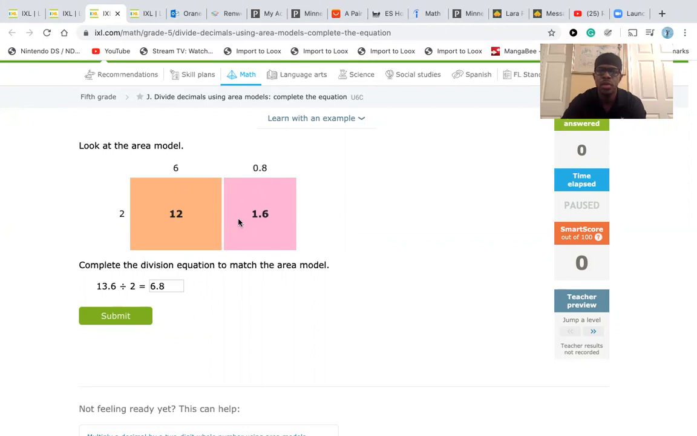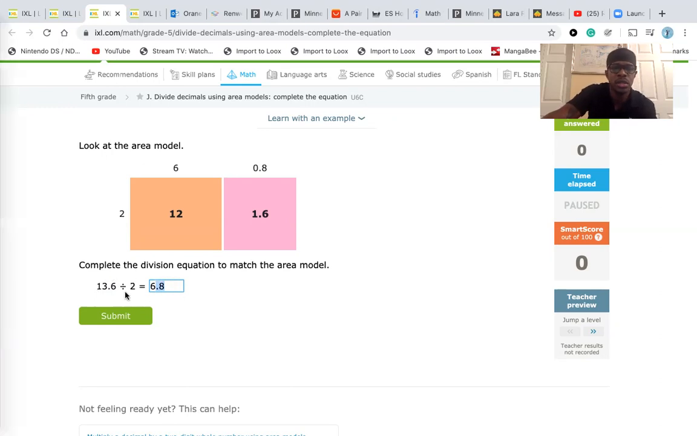When we add 12 and 1.6, what do we get? We have 0.6 plus 0.0, because there's nothing there, it says 0.6 again, and then 1, the whole number, plus 12 is 13. So 12 plus 1.6 is 13.6. So we know that 6.8 multiplied by 2 is going to equal 13.6.